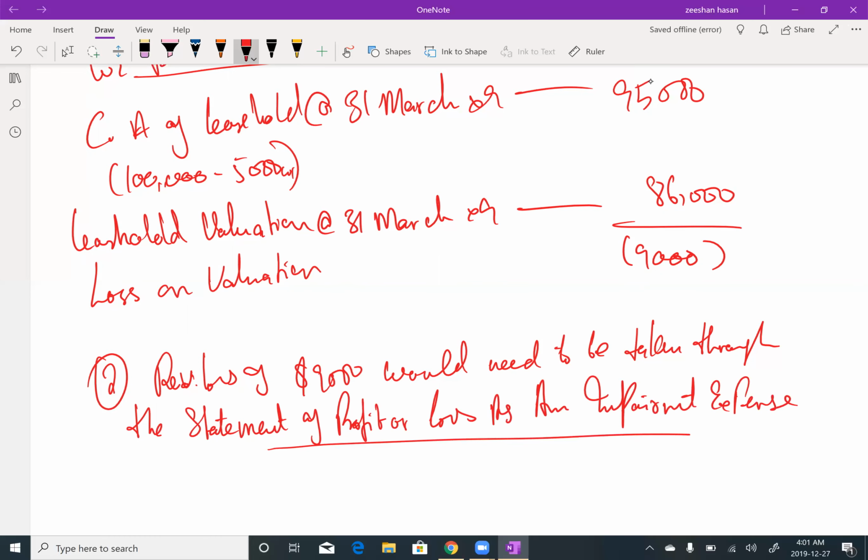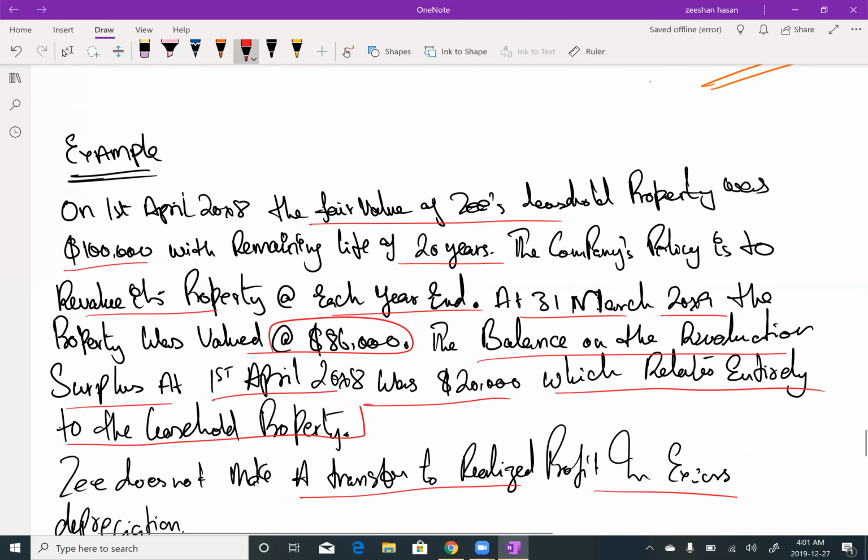This example, I hope you get it. And that's it with the solution.